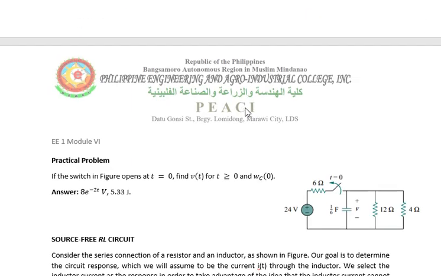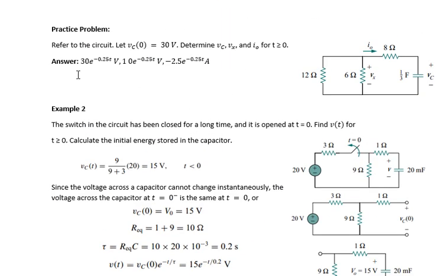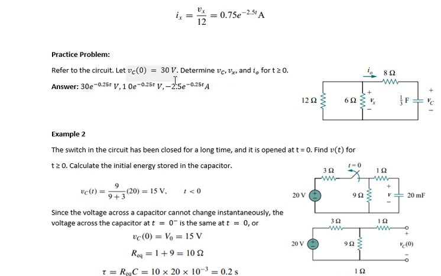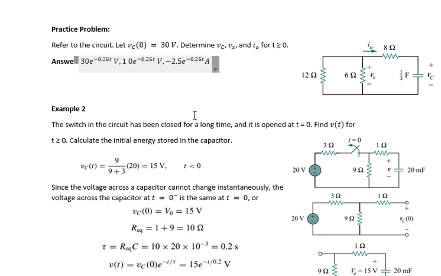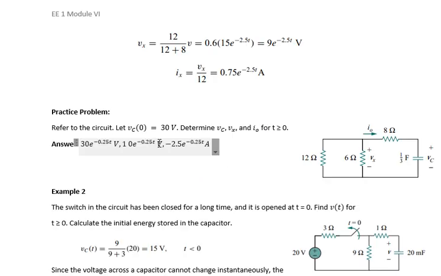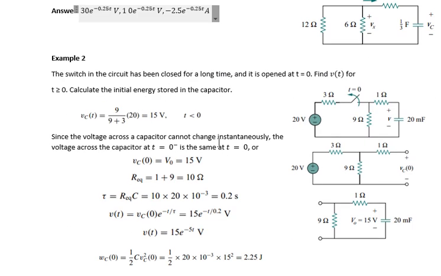Another example. Refer to the circuit here, assuming that VC at time t is equal to 0 is equal to 30 volts, then determine VC, Vx, and I sub O at t that is greater than or equal to 0. So it is still the same as above. Oh, this is a practice problem. So here we are at example number 2.